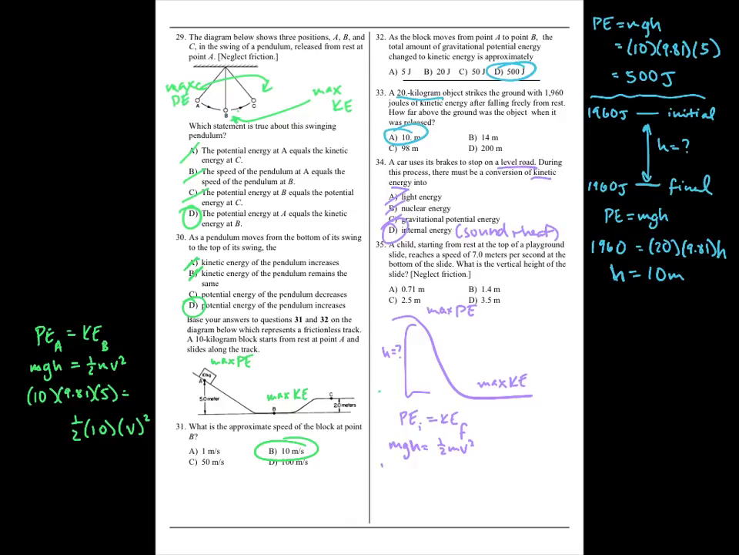So we don't know the mass of the child, but if you look here in these equations, you don't need mass because mass cancels itself out. Just in that scenario. And you should see that h is equal to 2.5 meters, choice C.